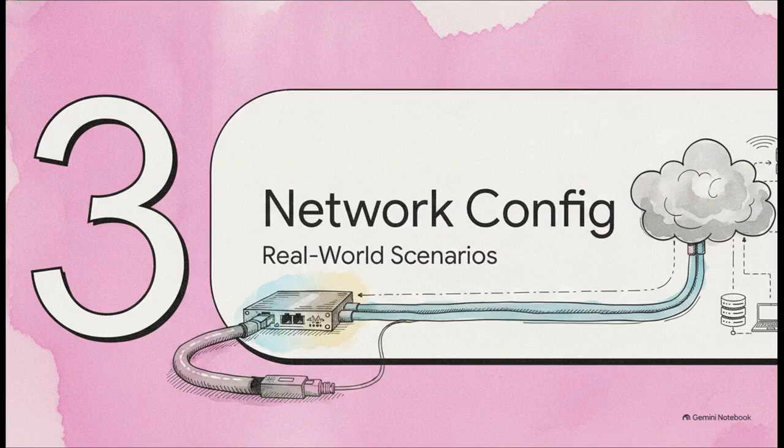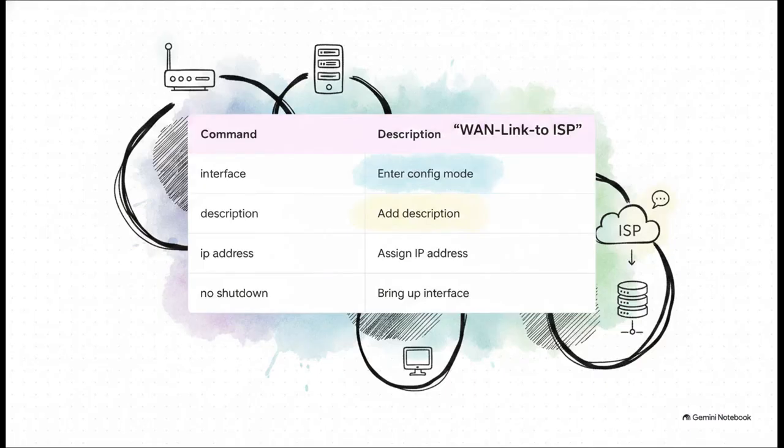Let's transition to Section 3, Real-World Network Configuration. Let's walk through a real-world example from the text. You've just connected a new WAN link to your ISP on a gigabit Ethernet port. Here is the exact workflow to bring it up. First, jump into interface config mode. Next, and please don't skip this, add a description. Documenting that this is your ISP link will save your future self so much grief. Then, assign the IP address and subnet mask from your provider. And finally, since Cisco interfaces are physically down by default, you wake it up with no shutdown.